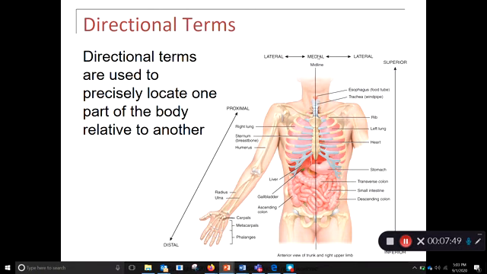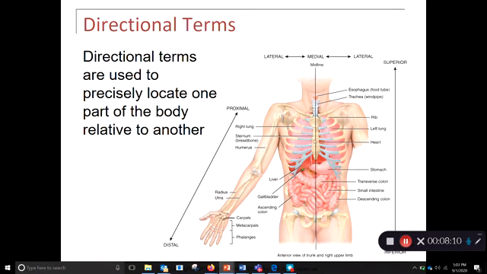To run with that same thought of how to study, let's look at the medial and lateral. Medial means more middle. It's your median. And then there's the lateral, meaning it's more to the sides. It's about as clear as it's going to get.